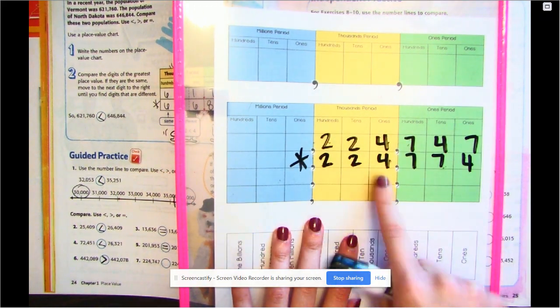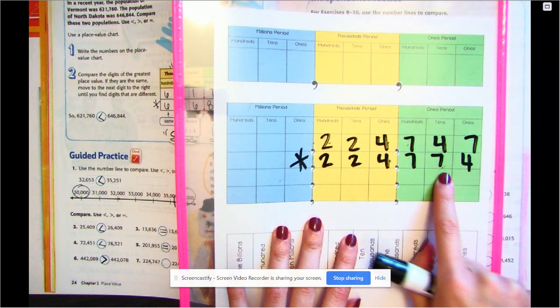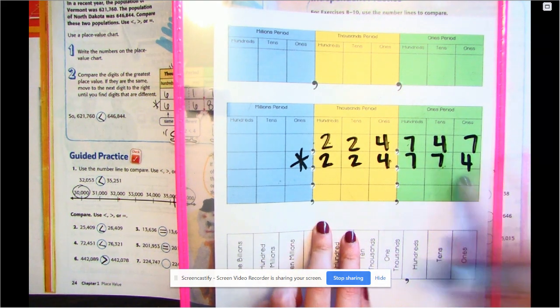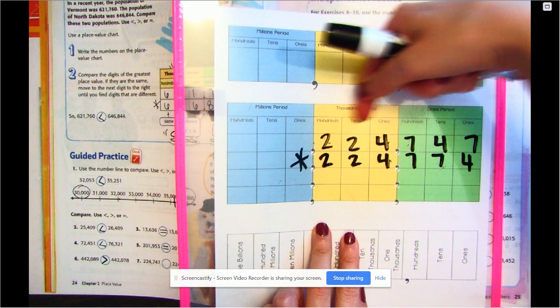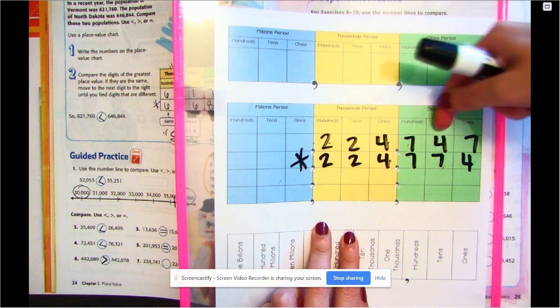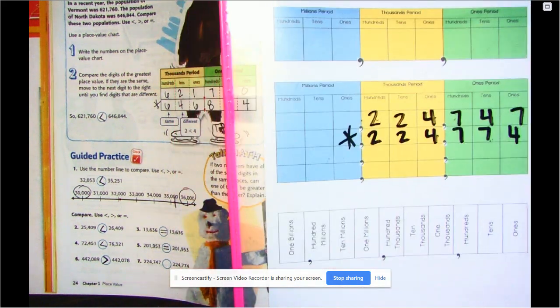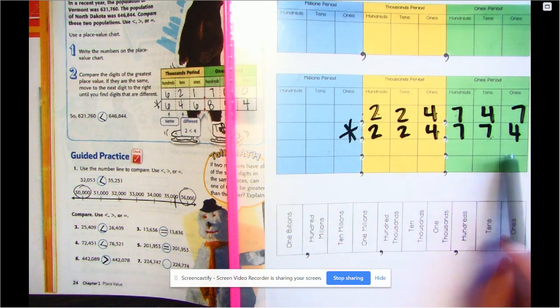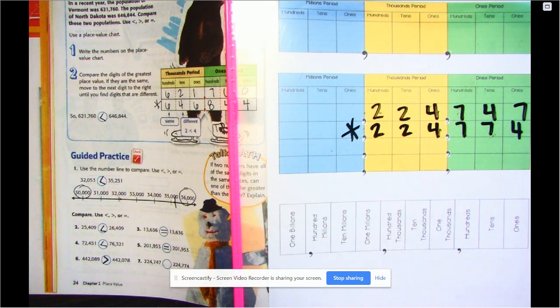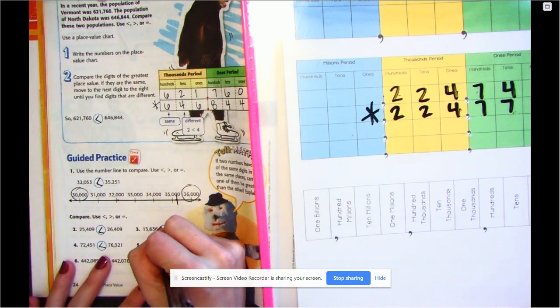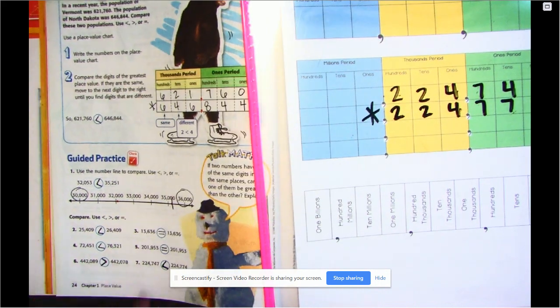that 224,774 is bigger than 224,747. Even though they look very, very similar, you have to make sure that you write the numbers out to make sure, because they're going to try to trick you. So our alligator mouth should look like that.